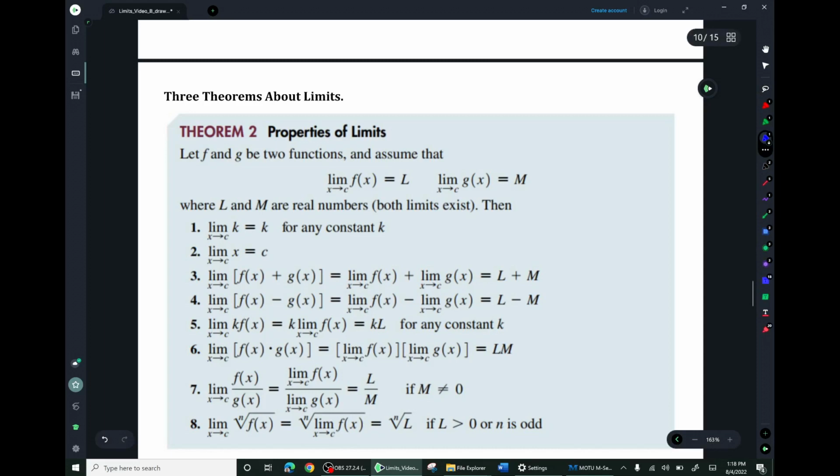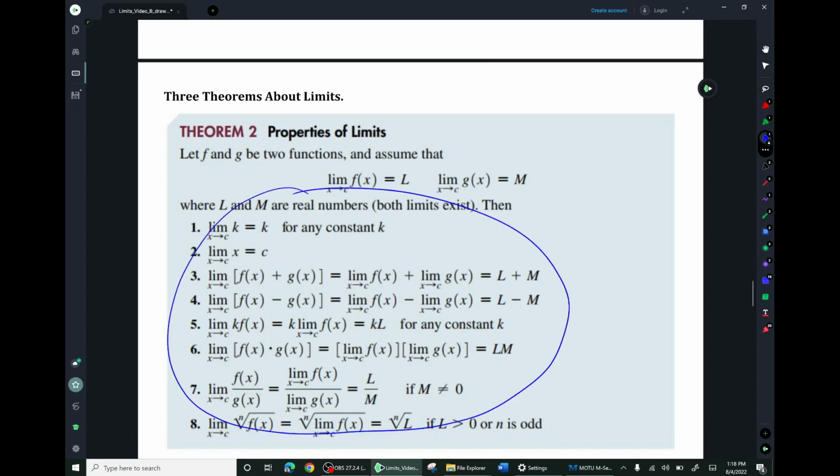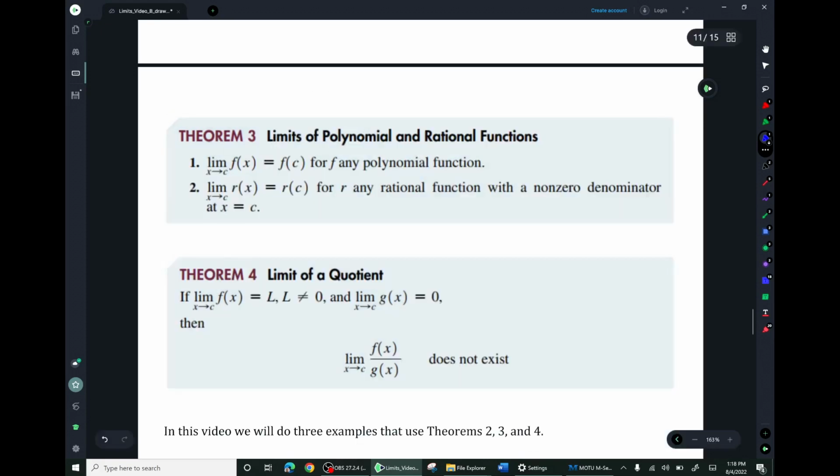In this previous page, this theorem was all about situations where a limit would exist. But remember from our previous video about a limit for functions given by graphs, that there are plenty of situations where a limit does not exist. Well, it's going to turn out that for functions given by formulas, there are also going to be situations where a limit does not exist. Theorem 4 is about that.